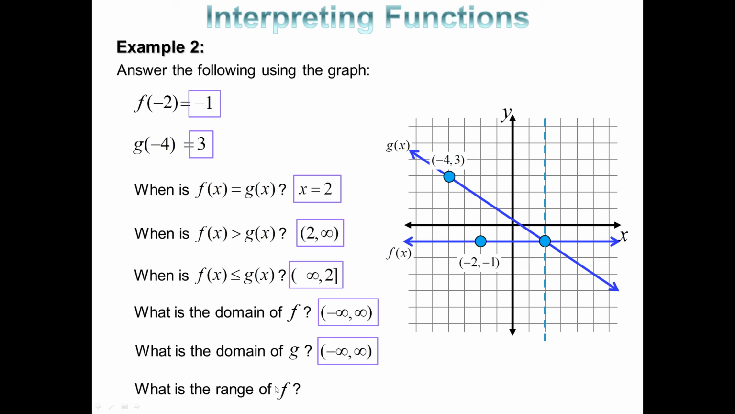Now the range of f, that one's a little bit different because it's a constant function. So it's a horizontal line. So the only output, the only height it's going to be is at -1. That's it. So I'm just going to write it as -1. That's it.